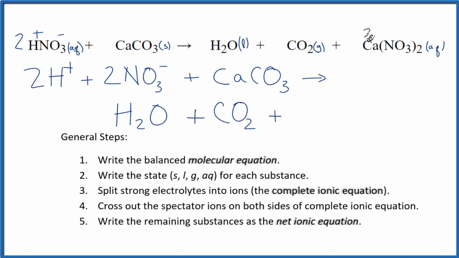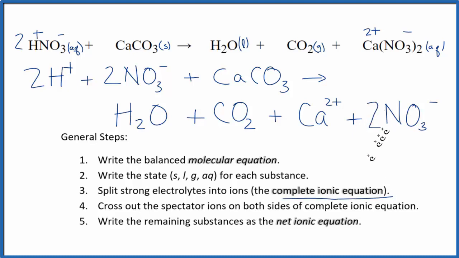But then we said calcium was 2 plus, the nitrate ion 1 minus. So we'll have our Ca2 plus, because this is a strong electrolyte. It's aqueous, it'll break into its ions, plus that NO3 minus, that nitrate ion. But be careful because this little 2 here, this subscript, means we have 2 nitrate ions, so we put a coefficient of 2 to show that. So this is the complete ionic equation. Sometimes it's called the total ionic equation.